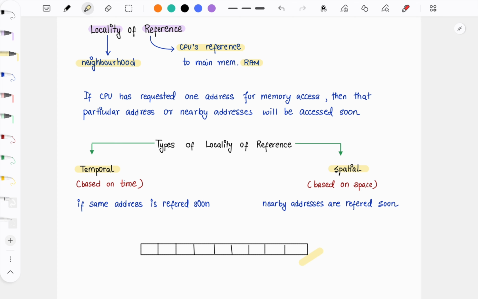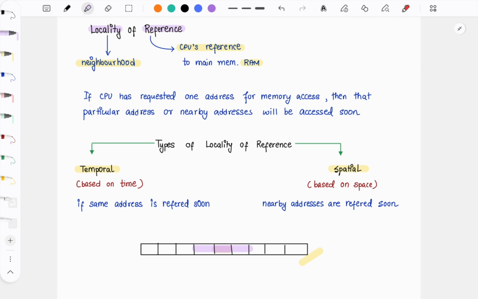from the RAM, then it will show a tendency to access the same particular block or the neighboring blocks from the RAM. Assume that whenever it is accessing data from this block, there is a high tendency that it is going to access data from the neighboring blocks or the same block. So in order to tackle that, they fetch the block along with the neighboring ones.